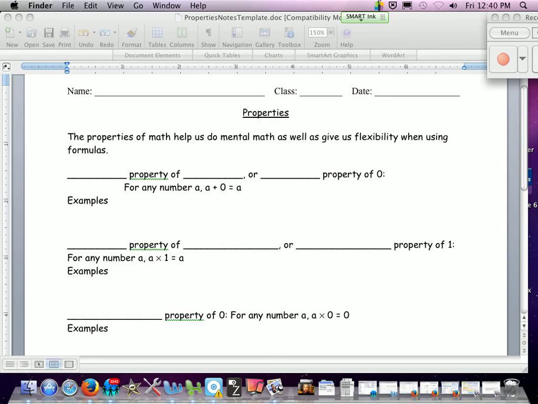So again, these notes should be in your binder. You flipped them in the other day, but if you can't, we have some extras.